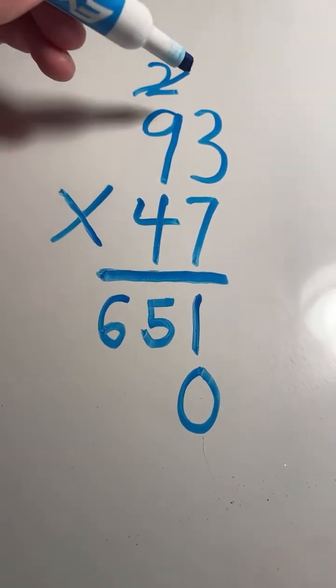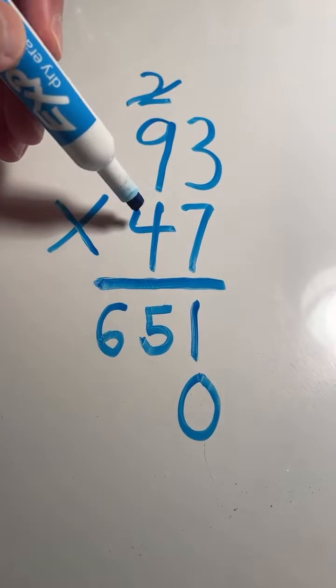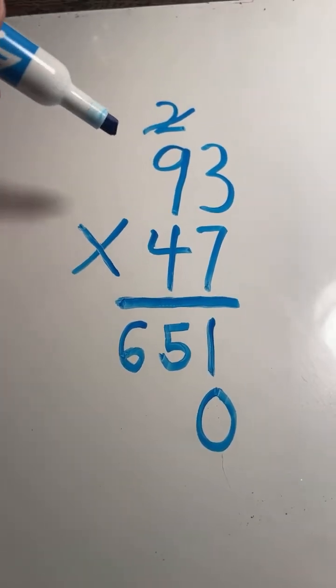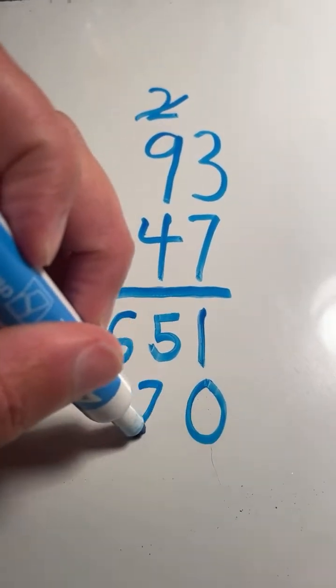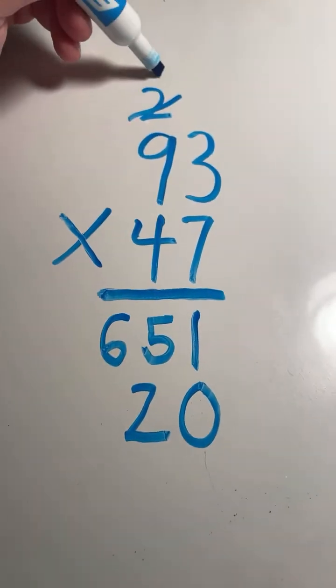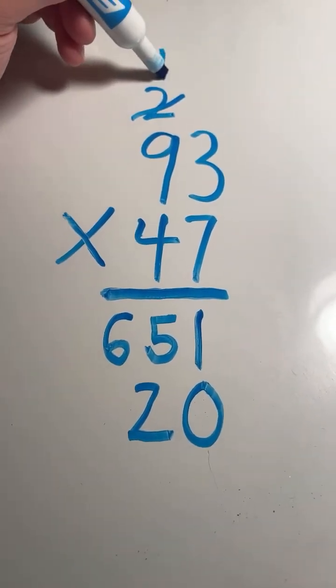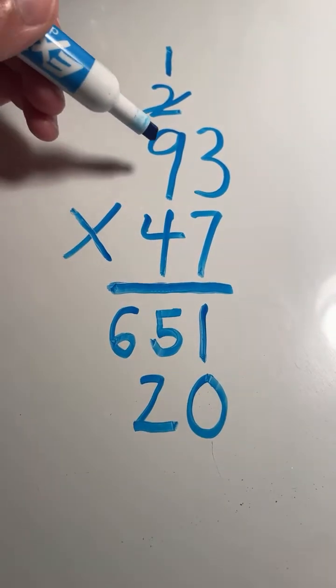All right, next we're going to multiply 3 times 4. 3 times 4 equals 12. The 2 in 12 goes in the tens place. The 1 in 12 gets carried over, and that's going to be added to the hundreds place here.